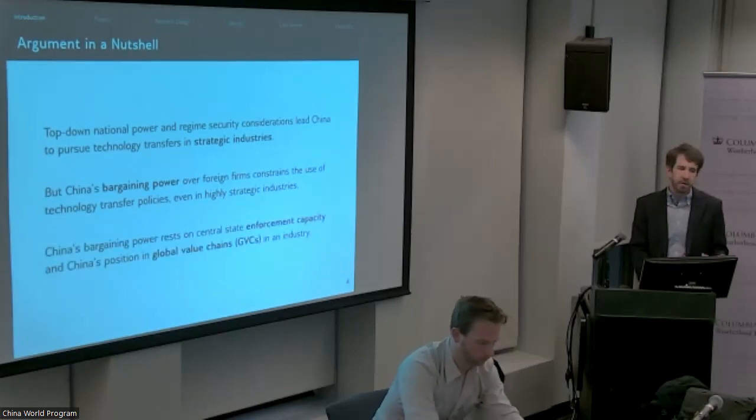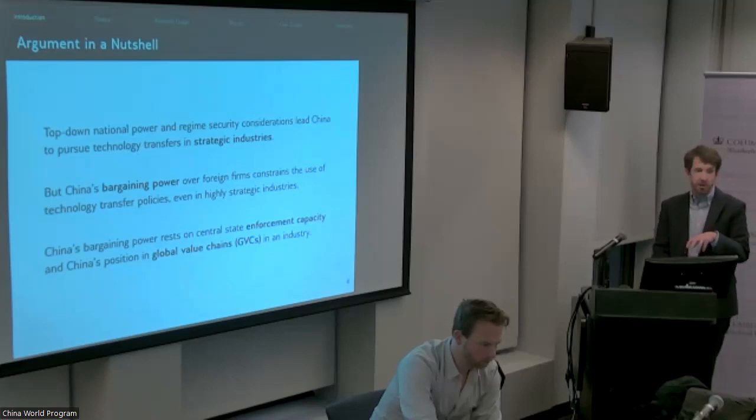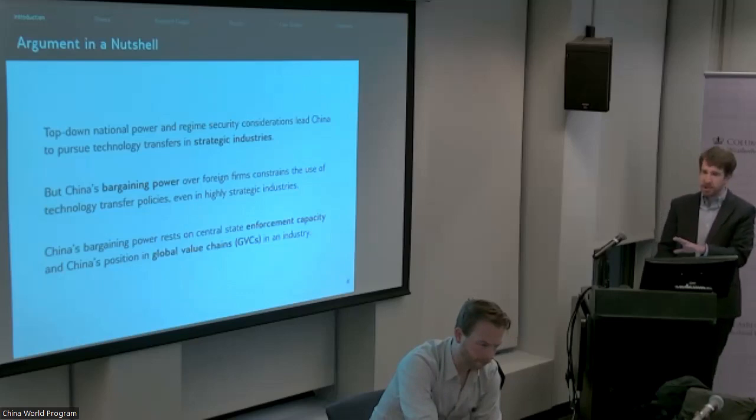And China's bargaining power rests, I think, on two fundamental pillars. The first is what I call central state enforcement capacity. And I use this to denote the state's ability to effectively coordinate and implement national policy priorities on a nationwide basis. And the second is where China sits in global value chains in a given industry. In particular, whether China is downstream of global production processes as a final market, or on the other hand, China occupies an intermediate position in global production networks as an offshore export processing hub for servicing customers in other countries.